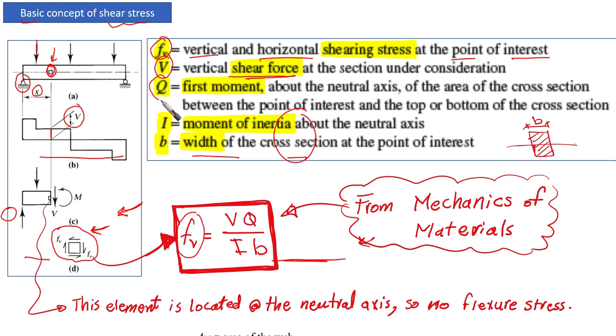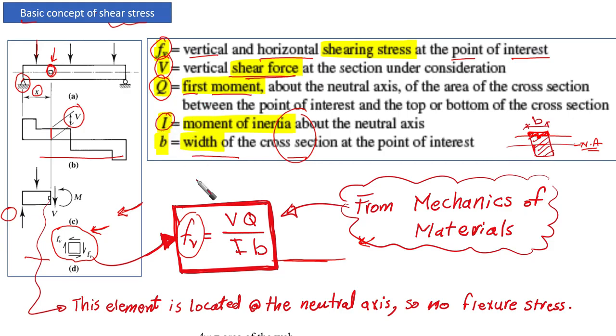Then Q is the first moment of area, about the neutral axis, of the area of the cross section between the point of interest and the top or the bottom of the cross section. So if we are talking about a point here, for example, then we have the first moment of area of this part around the neutral axis: the area times the distance from the centroid of this small area to the neutral axis. This is the meaning of Q, the first moment of area.